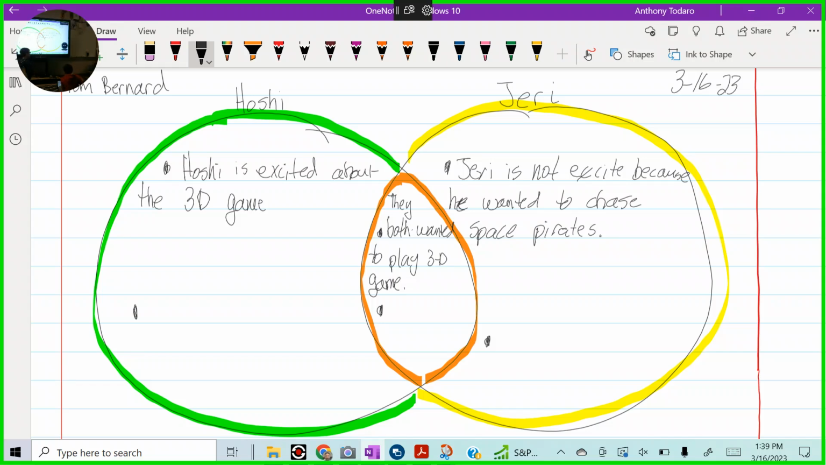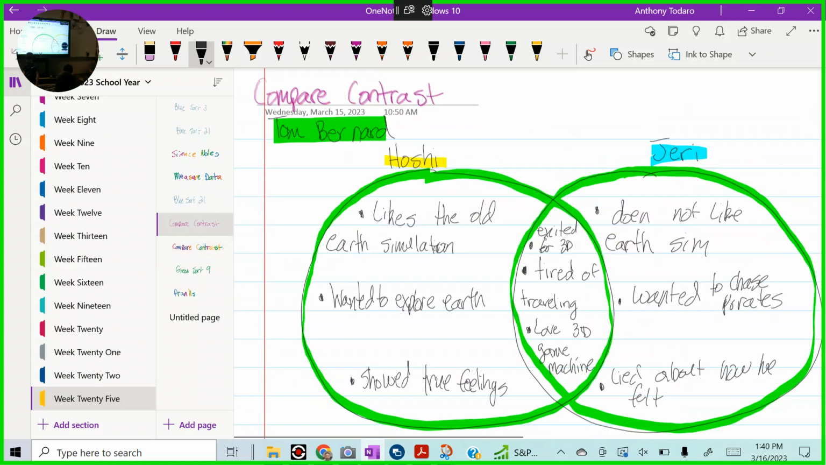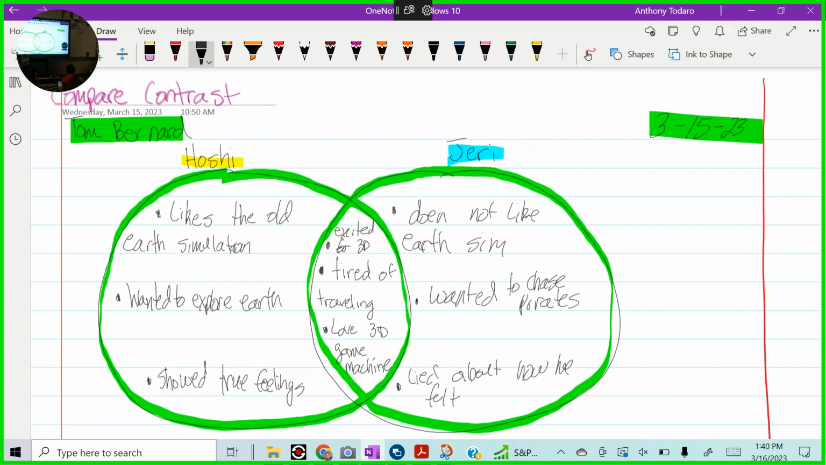All right. Common area, real quick. This is the last time, and I'm turning you loose once and for all. So, really quick, let's talk about what we found in our compare and contrast. I'm going to pull my one up from the other class so you can see what they came up with. Are you ready? So, I said that Hoshi likes the old Earth simulation, but Jerry did not like the old Earth sim. And one thing that they both agreed on is they were excited for the 3D game.